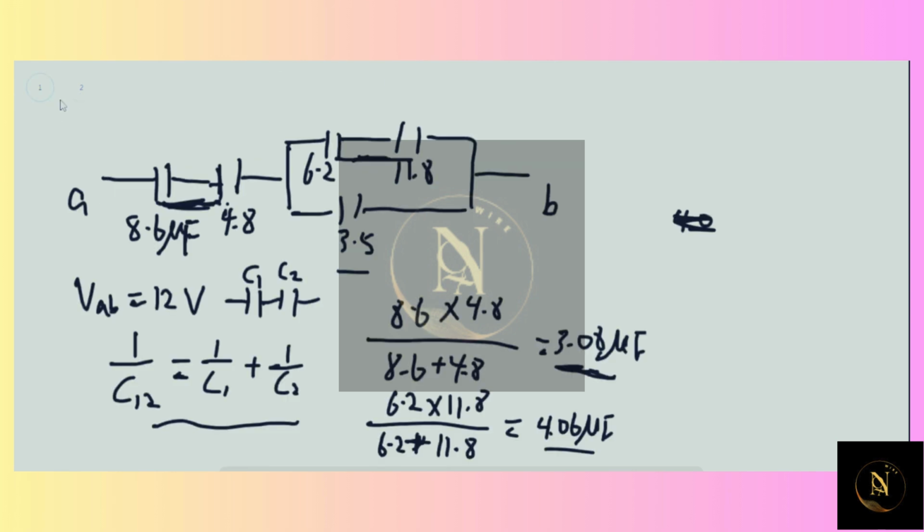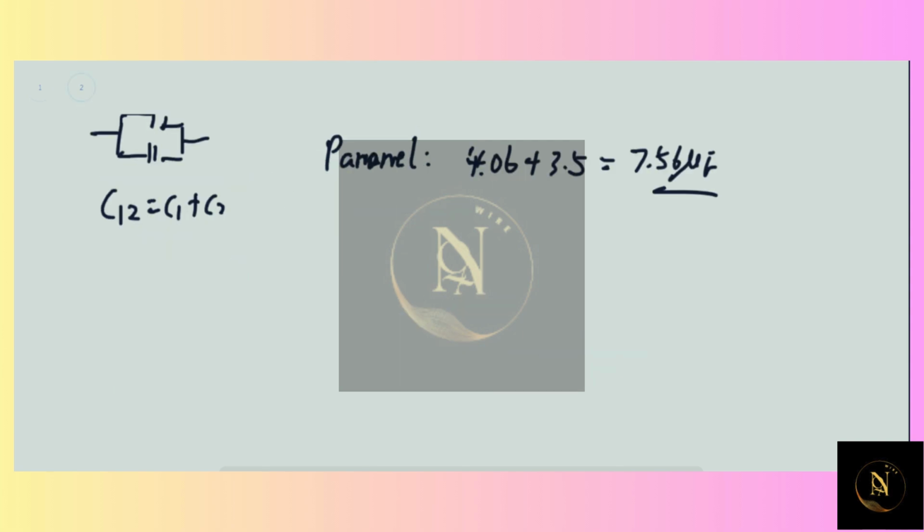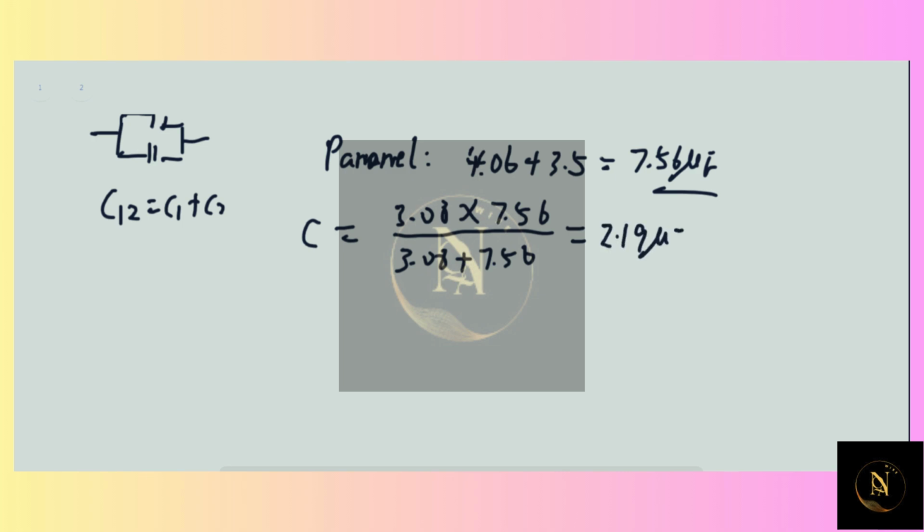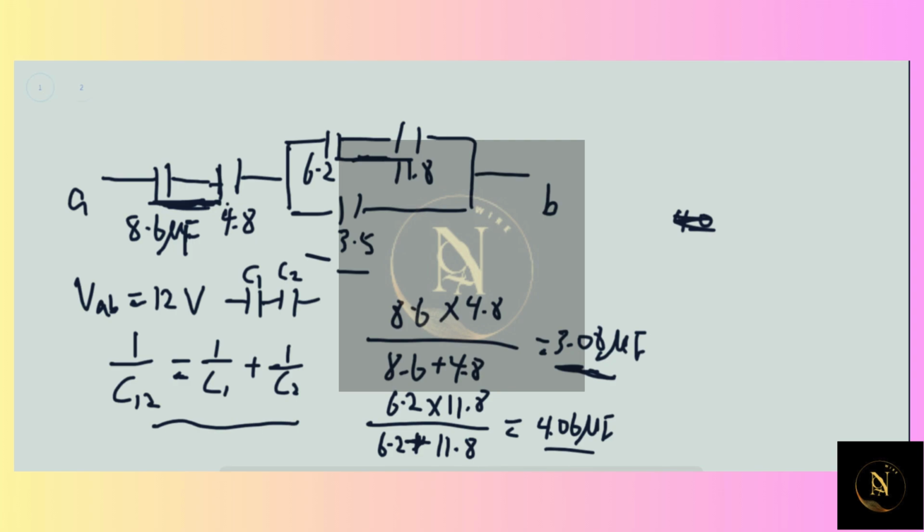And then this one is in series with the whole loop, right? So we have the equivalent capacitance given as C equals 3.08 times 7.56 divided by 3.08 plus 7.56. So this gives you 2.19 microfarads. So it means that the total equivalent capacitance for the circuit is 2.19 microfarads.